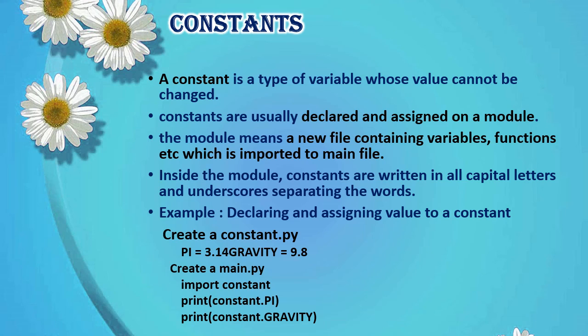This is going to be imported in the file main.py, another Python file. So that Python file, constant.py, we are importing here through this import statement. Then only we can access the PI and GRAVITY values in the main file. After importing, if you print them, the 3.14 value will be printed, as well as 9.8 by the second print statement.